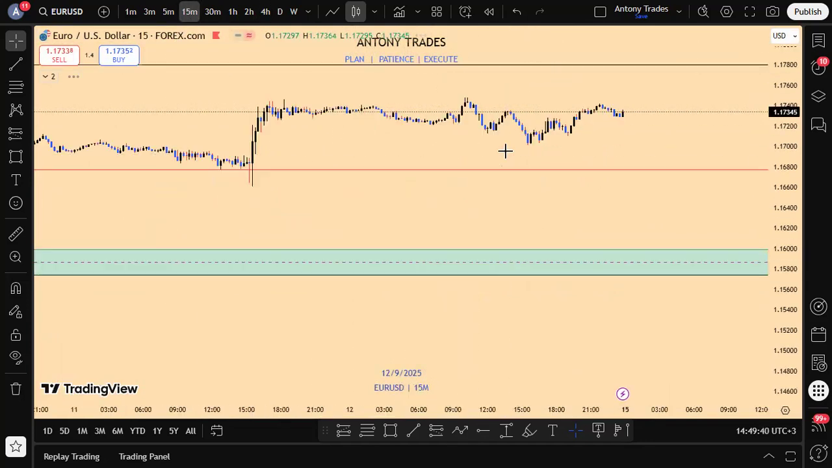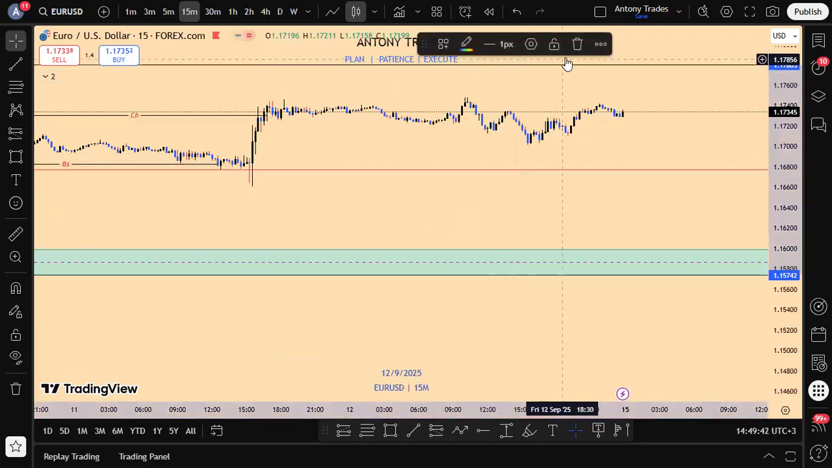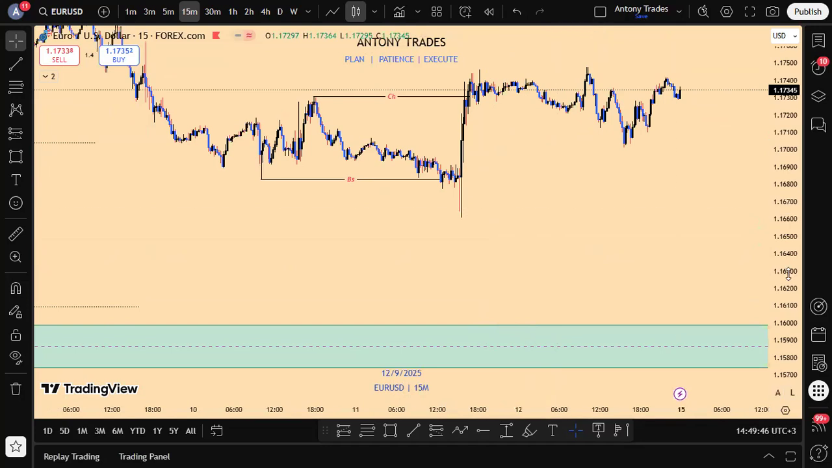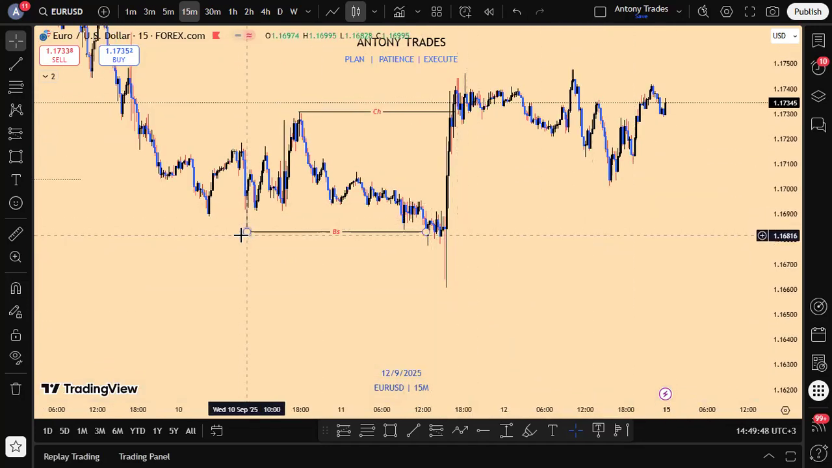Now going to the lower time frame, let me delete this fib, that is from the 30 minutes time frame. You can see that this is the last break of structure.